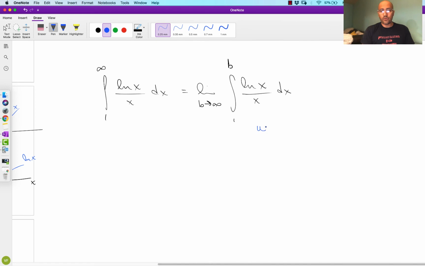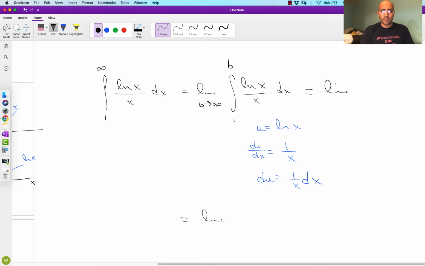Let's let u equal ln of x. Its derivative, du dx, is going to be equal to 1 over x. So du is going to be equal to 1 over x dx. Okay, and so now let's replace this guy over here. This is going to be equal to the limit. Well, let's put it below actually.